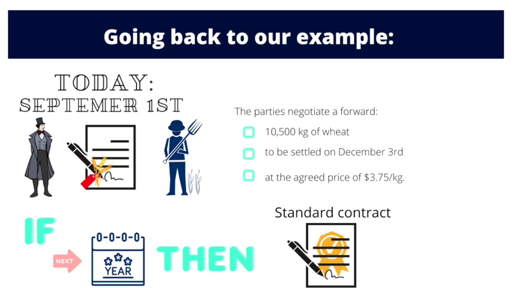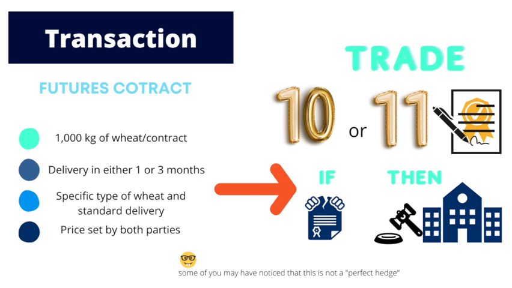a forward, and now they wish to carry it out using futures, they will have to adapt to the standardized market contracts and would have to carry out a transaction similar to this one. Trade 10 or 11 contracts. Both the buyer and the seller must adapt to the standard or nominal amount of the futures market contract.